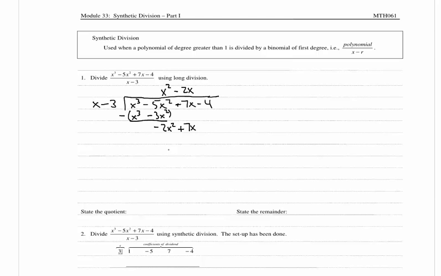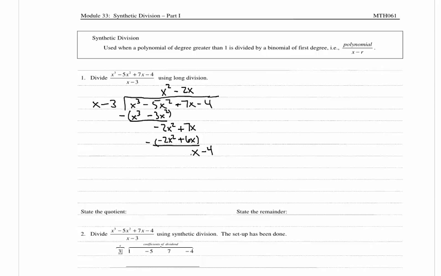Negative 2x times x, negative 2x squared. Negative 2x times negative 3 is positive 6x. And now we're going to subtract. Negative 2x squared minus a negative 2x squared is 0. 7x minus 6x leaves us with x. And we carry down our negative 4.